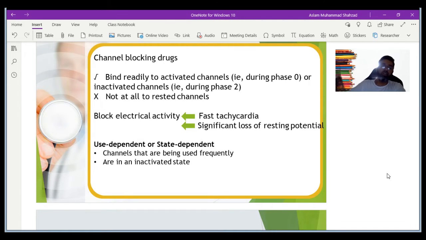So what these drugs are doing is that in cases of fast tachycardia or significant loss of the resting potential, the drugs bind with these channels either on phase 0 or on phase 2, and then they block the electrical activity which is responsible for abnormal heart rate or heart rhythm.